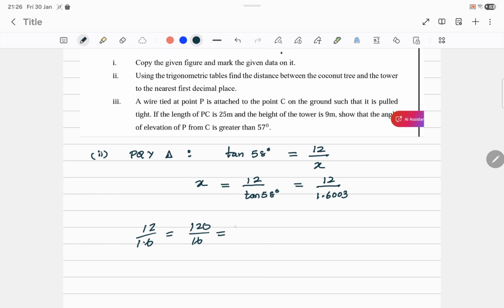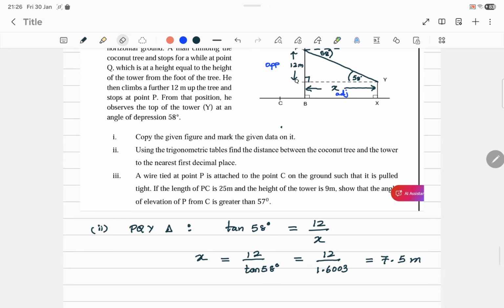So 60 over 8, 30 over 4, 15 over 2, 7.5. So 7.5 meters to the first decimal place. So that is the distance between the coconut tree and the tower, right?